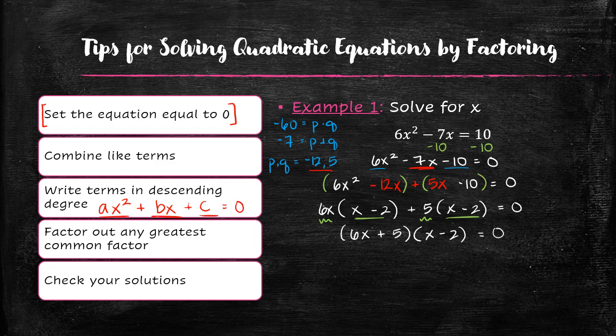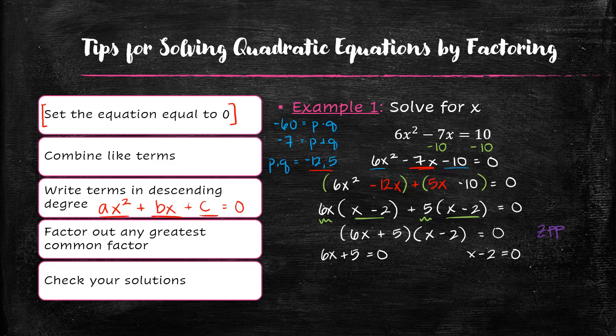And this is basically where we were in the previous example. This is like where we started in that previous example. Now we're finally ready to apply that zero product property, or ZPP, which of course means each of our factors is set equal to 0 by itself. So we'll have 6x plus 5 equal to 0, and x minus 2 is equal to 0.